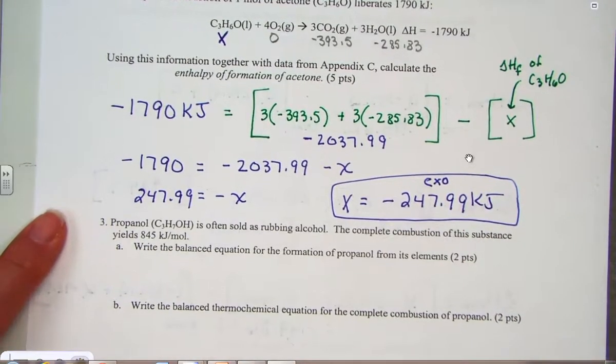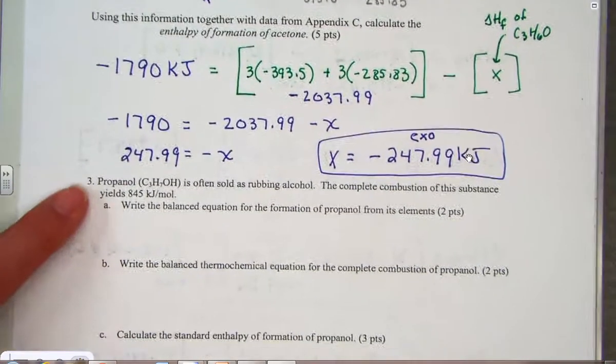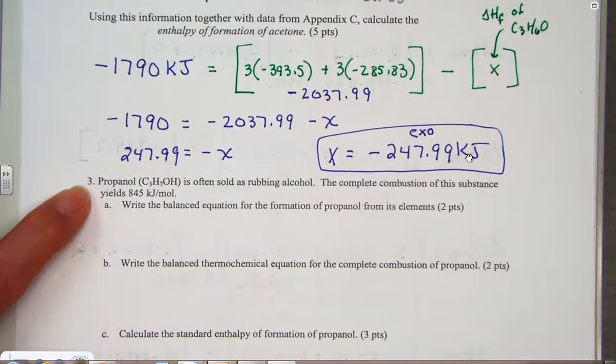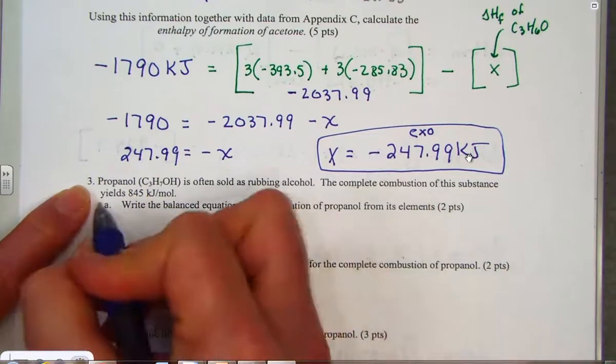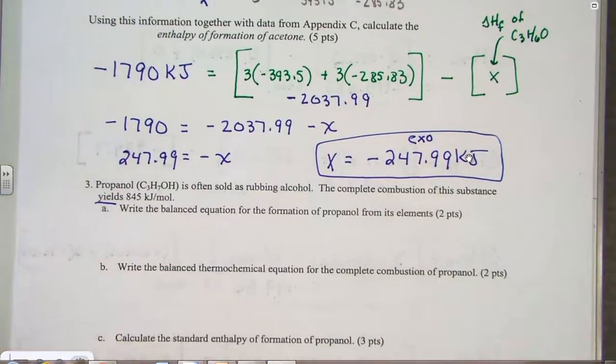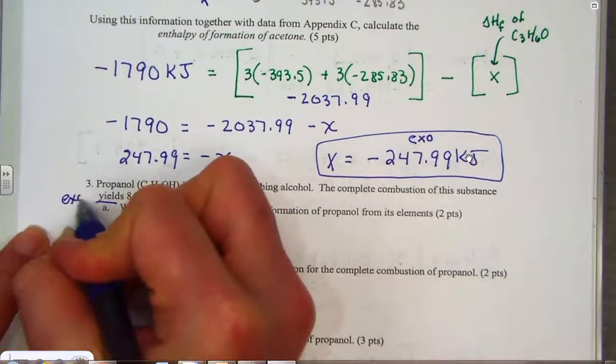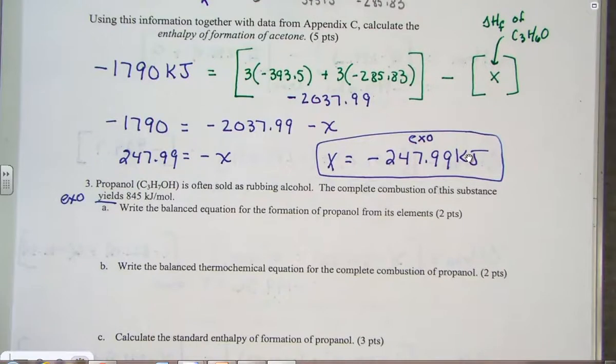And one more will complete our homework set. Propanol, C3H7OH, is often sold as rubbing alcohol. Isopropyl alcohol is another name for it. Perhaps you have it in your medicine cabinet at home. The complete combustion of this substance yields, liberates, releases, it's all telling us that it's exothermic, giving off heat at 847 kilojoules for every 1 mole.